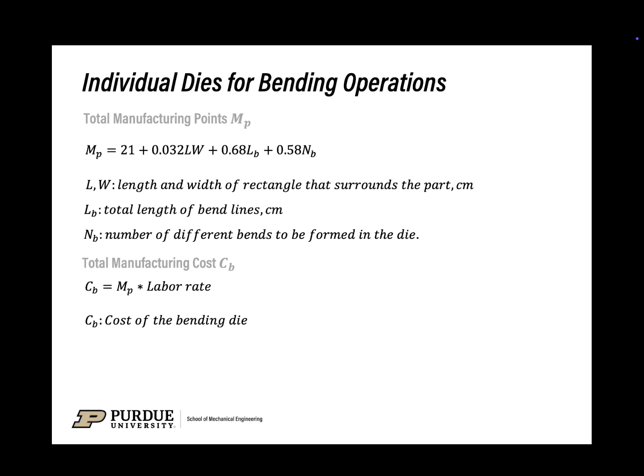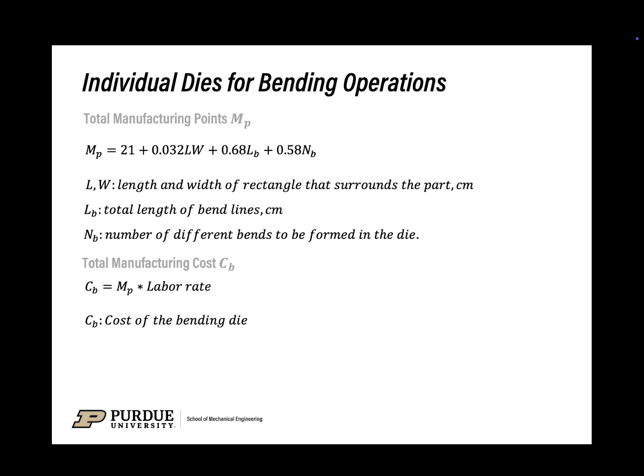LW is similar to the previous one, which are the length and width of the rectangle that surrounds the part, also still measured in centimeters. As for LB, it's the total length of bend lines, also measured in centimeters. As for MB, it is the number of different bends to be formed in a die. With these parameters, we can get the total manufacturing points MP.